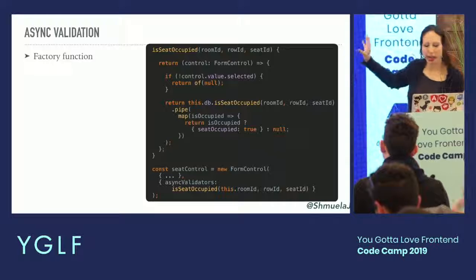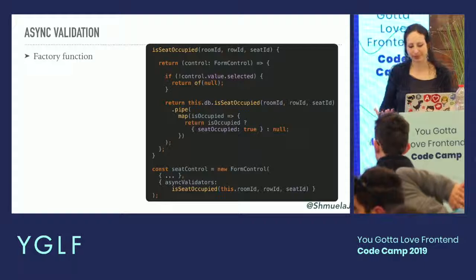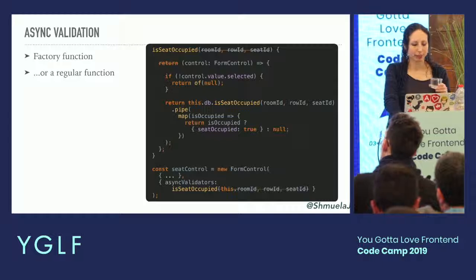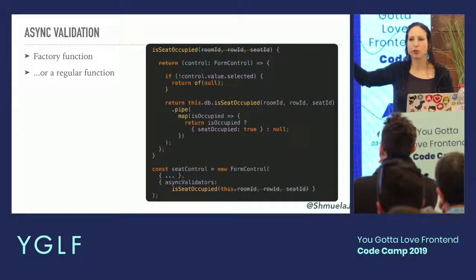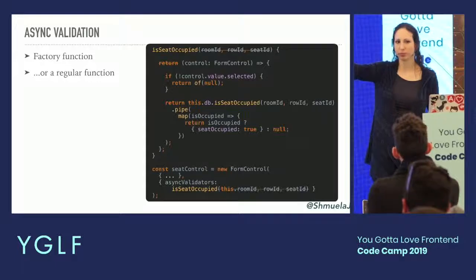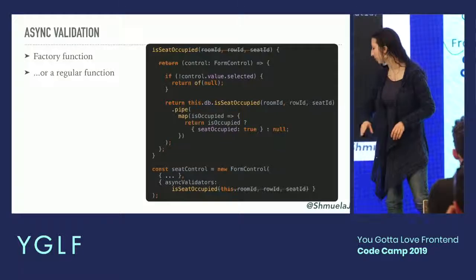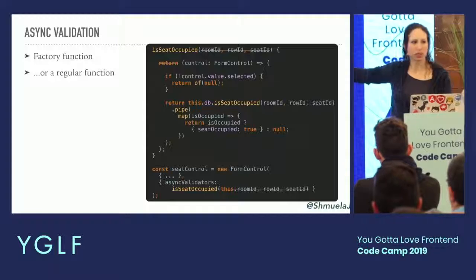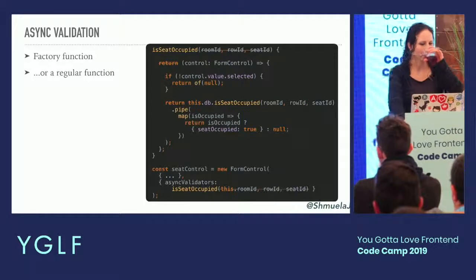Okay? So here we're using a factory function, but it's not the best idea. Why is that? Because this means that we're creating a new function for every seat control that we have on the form. Each function has a different row ID, a different seat ID, and do we really need so many functions? You saw how many seats we have in this room, so do we really need all these functions?